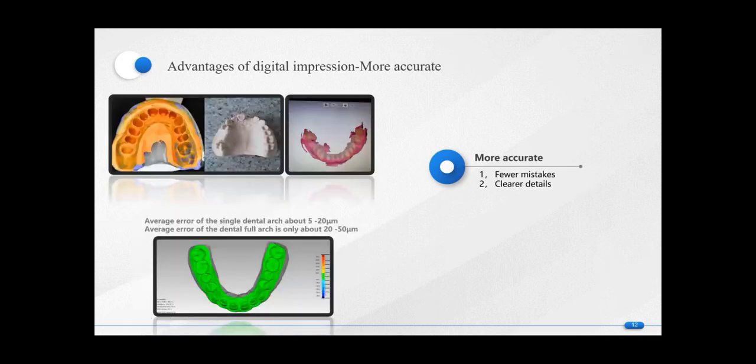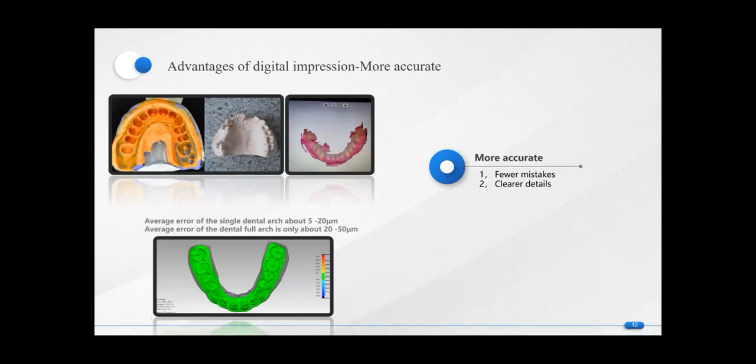The second advantage is that it is more accurate. You could see from this page. Let's review the entire process of the traditional impression method. For the traditional one, the doctor first obtains the model of the patient's teeth with the impression material, then delivers the model to the laboratory, and then technicians use gypsum powder to convert the model into the stone model and make modifications on it.